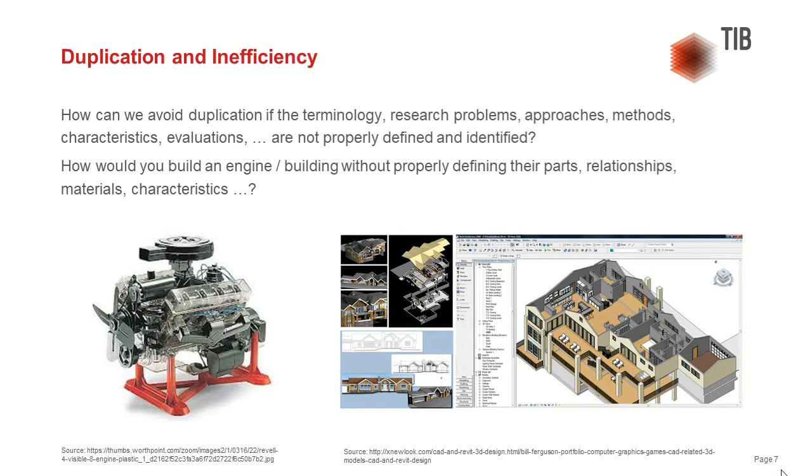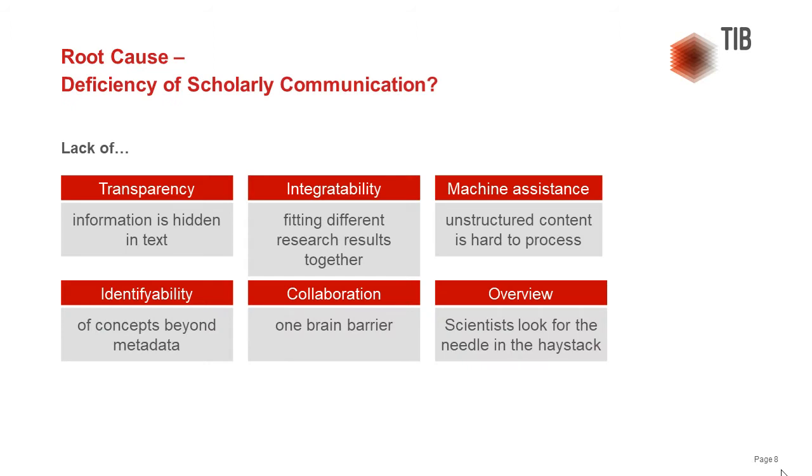So, for example, how could we build a house of wisdom if we haven't nailed down the terminology, if we cannot describe and identify research problems, approaches, methods, characteristics, or evaluations? And if you look at other domains, for example, how could you build an engine or an architecture house without properly defining the parts, the relationships, the materials, and the characteristics? So there's a lot of duplication and inefficiency currently in scholarly communication.